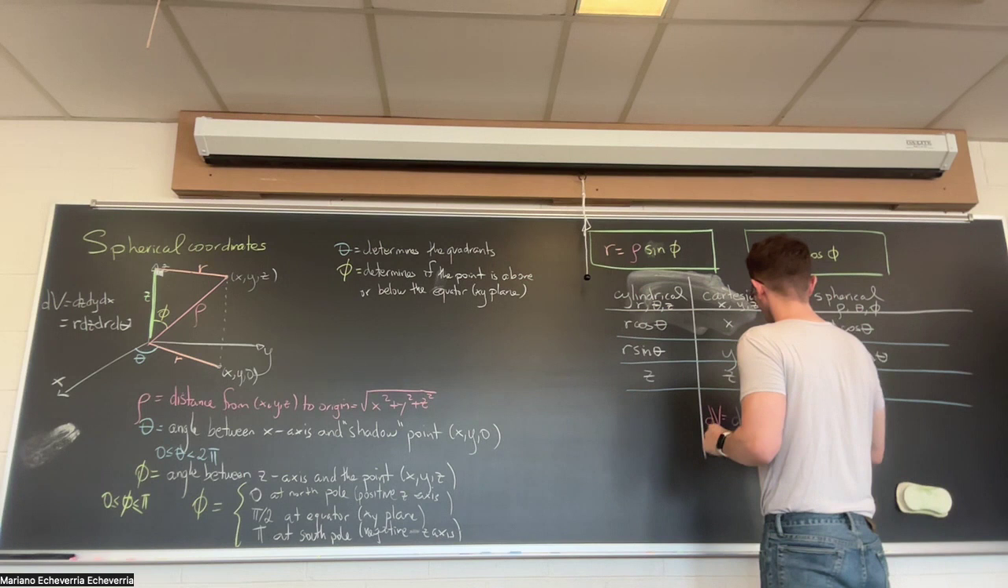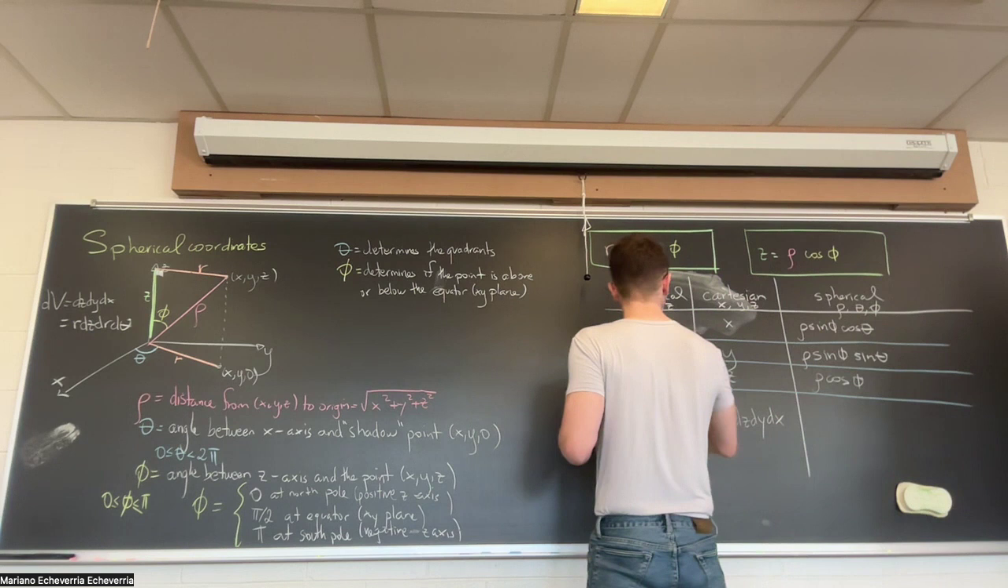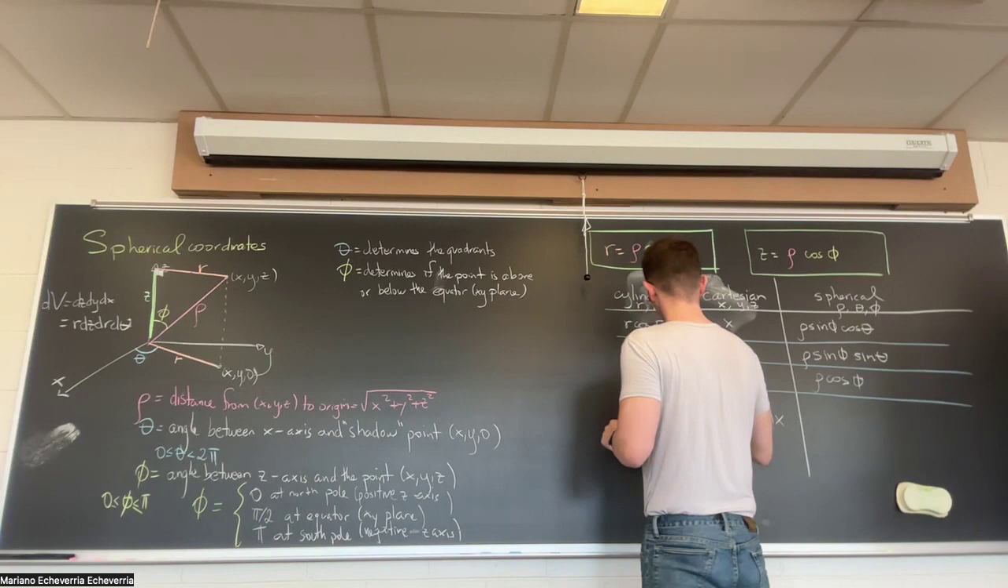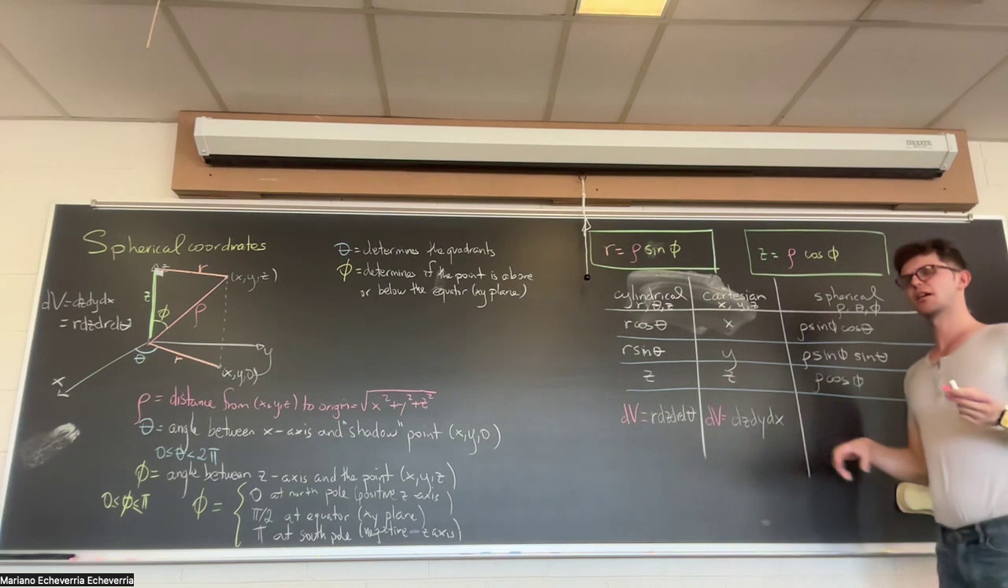And dV in cylindrical is just replacing dy dx with the polar version, which is r dr d theta. And that's how we get that. So you get r dz dr d theta. Okay, and this one is harder to find.